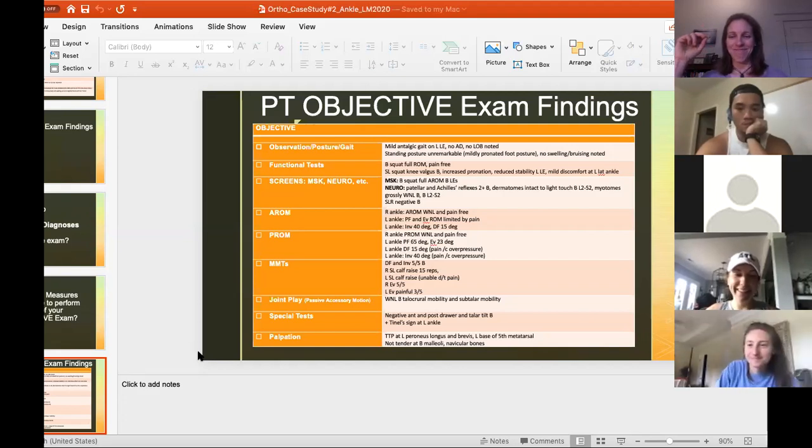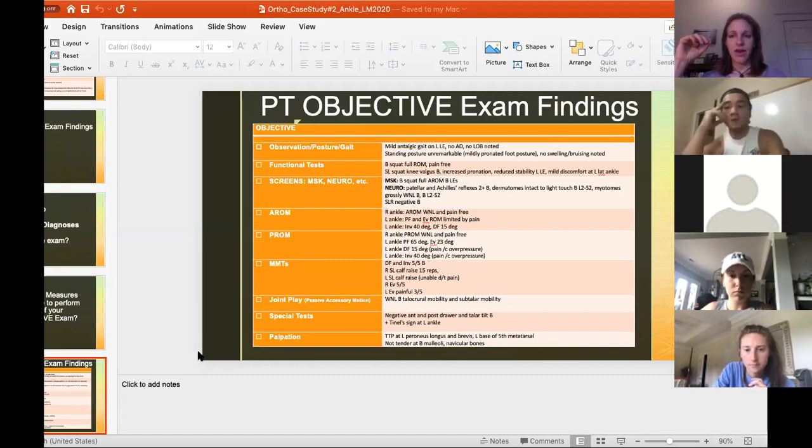Okay. Here we go. So key things from the objective. She comes in, she's limping a little bit, no assistive device. She's in her 40s. Standing posture is pretty normal. She can squat. That's fine. Her single leg squat is not as good. She has a little bit of pain on that lateral ankle, a little bit of loss of stability, but nothing significant. Her neuro exam pretty much checks out. It's clean. Straight leg raise checks out. That was an additional neuro test I threw in there just to make sure nothing's going on.